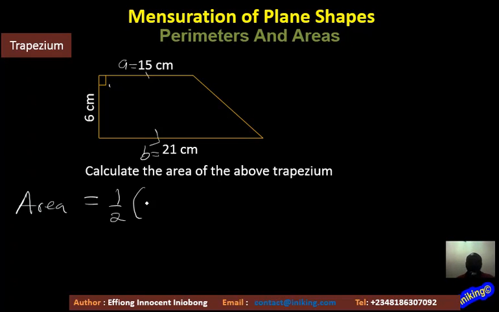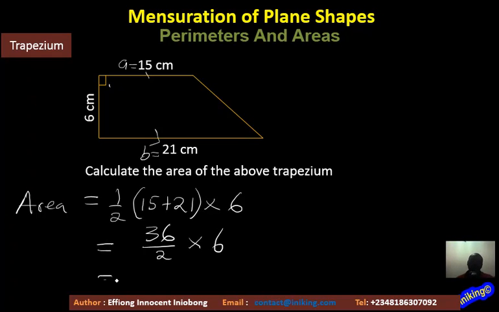Parallel sides, 15 plus 21, then times the height, which is 6 in this case. 15 plus 21 gives us 36 divided by 2 times 6, and that's what? 18 times 6, which will give us, I think, 108, if I'm not mistaken. 6 times 4 is 48, and then 6 times 1 is 6 plus 4. That's 108. Let's not forget the unit, centimeter square.